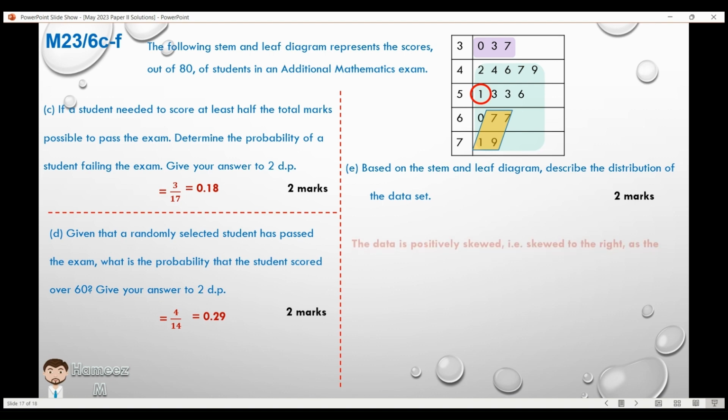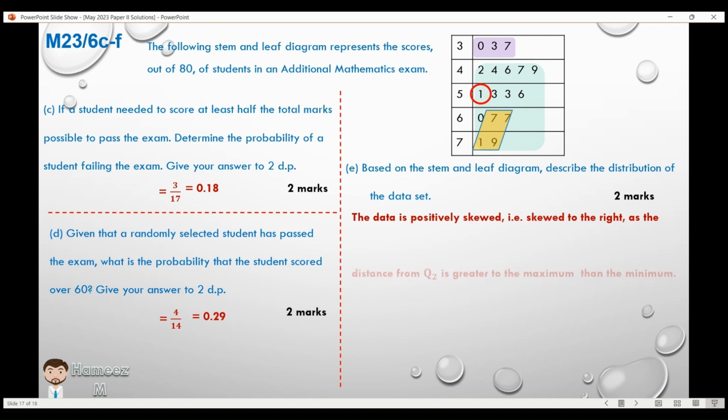As such, we can see the data is positively skewed, which means that it is skewed to the right. And why is that? Because the distance from Q2, 51, to the maximum, which is 79, is greater than the distance from 51 to 30.